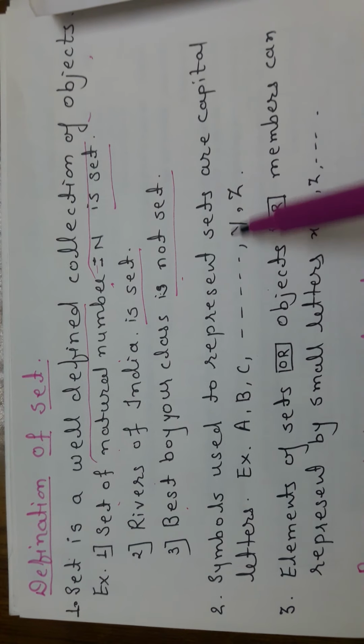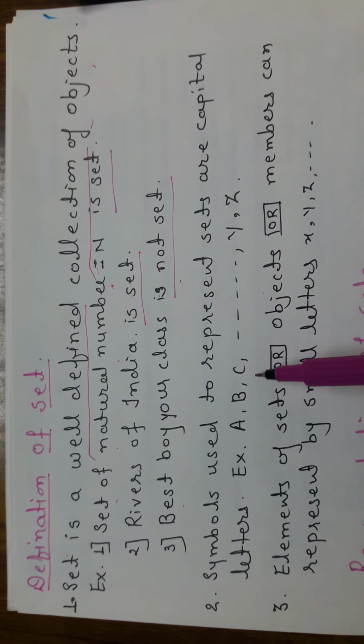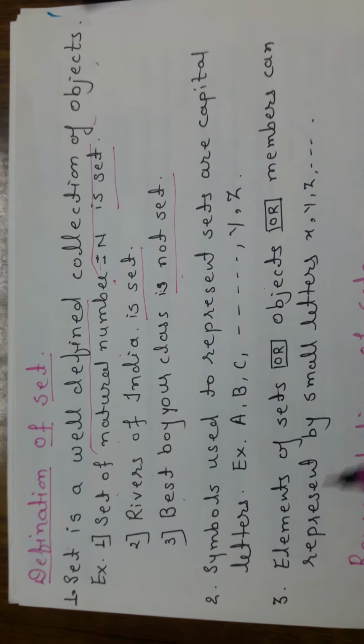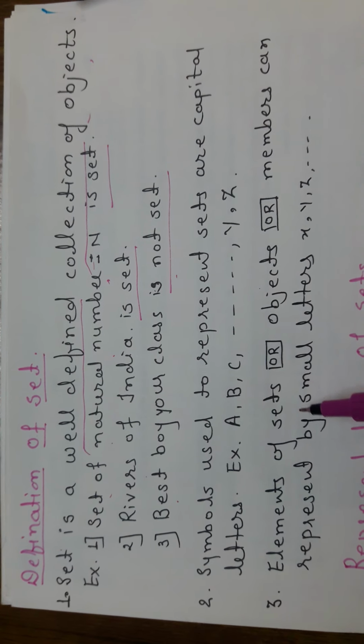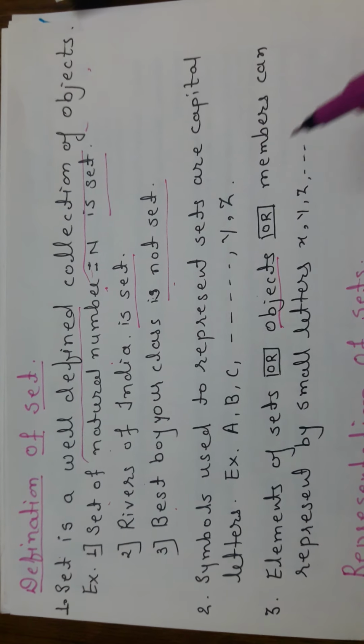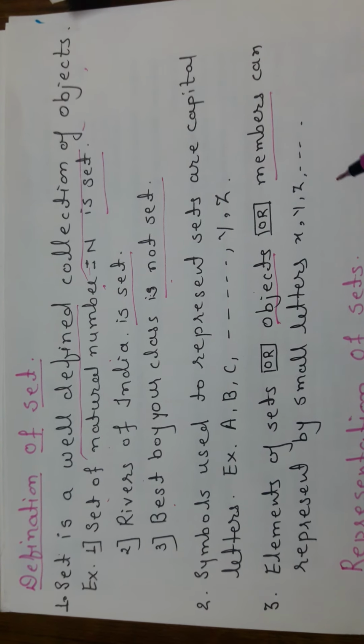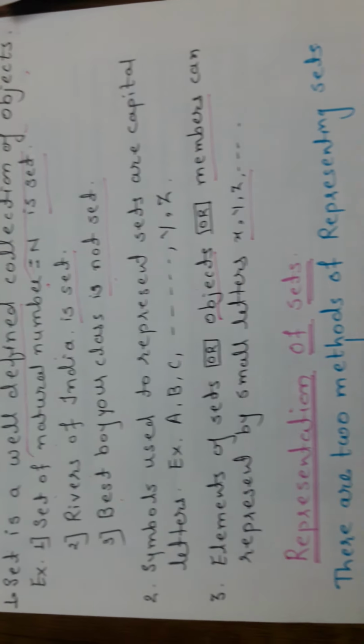Symbols used to represent the sets are the capital letters A, B, C, X, Y, Z. And the elements of the sets, this element is also called an object or member, and is represented by a small letter x, y, z.